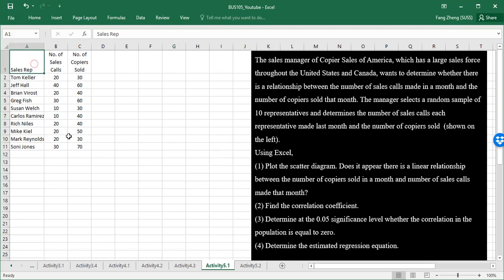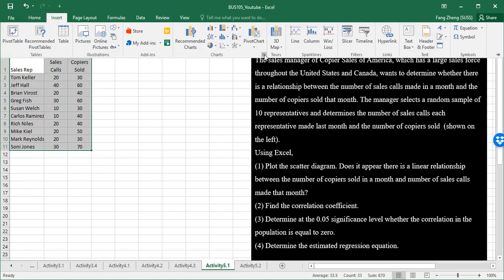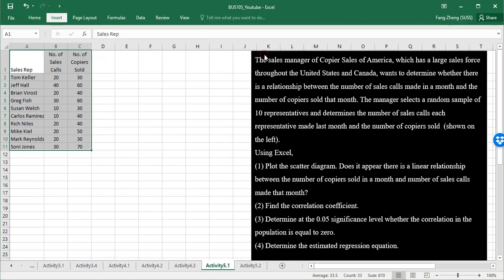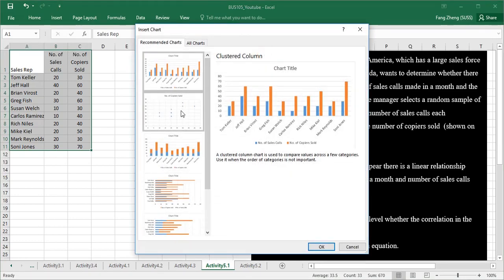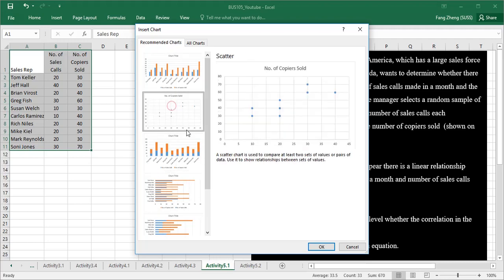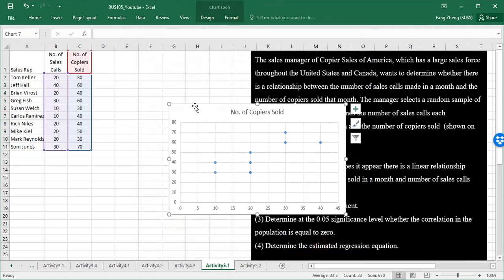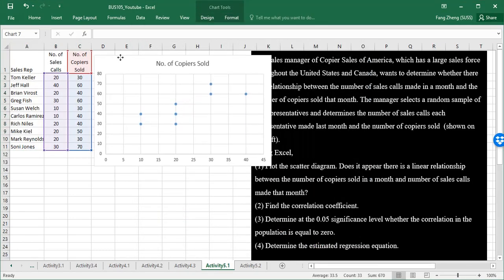So to plot the scatter diagram, we can simply select all the data given on the left side and then go to Insert Charts. So you can see there are a few recommended charts, and the scatter plots are this one with the dots scattered across the figure. So we click OK. Then we have these plots.